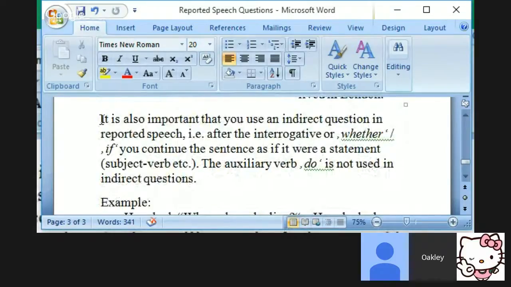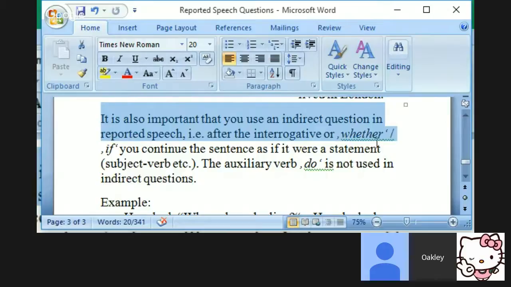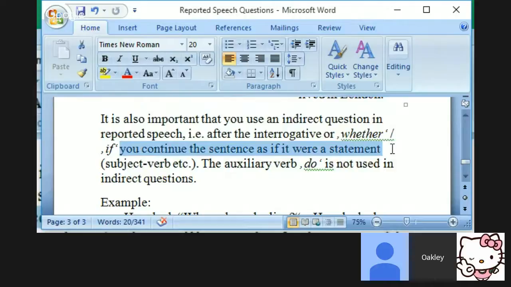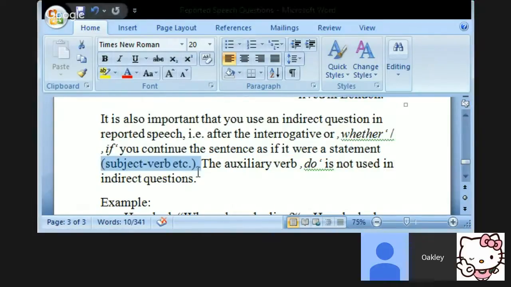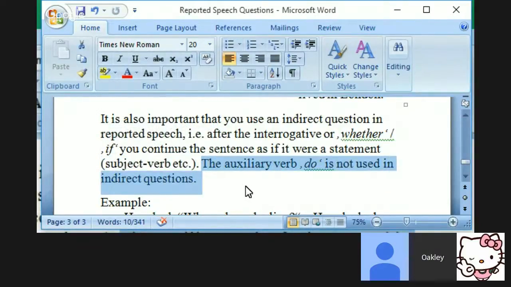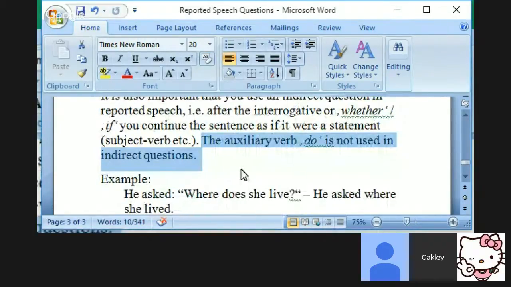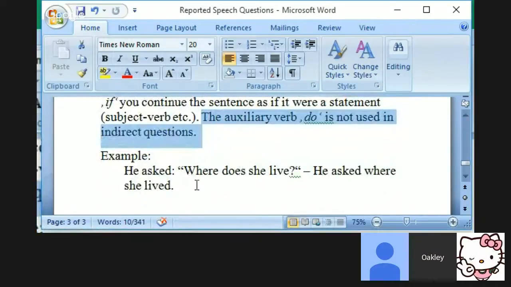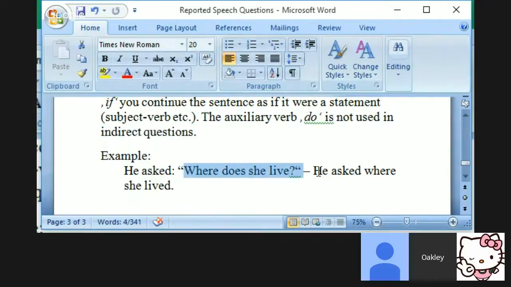It is also important that when you use an indirect question in reported speech, i.e., after the interrogative, or whether or if, you continue the sentence as if it were a statement. Subject, verb, normal word order. The auxiliary verb do is not used in indirect questions. I think we already know that. Where does she live? He asked where she lived.